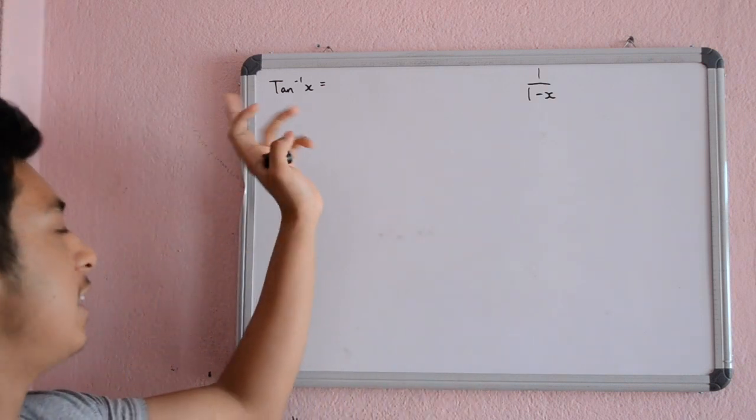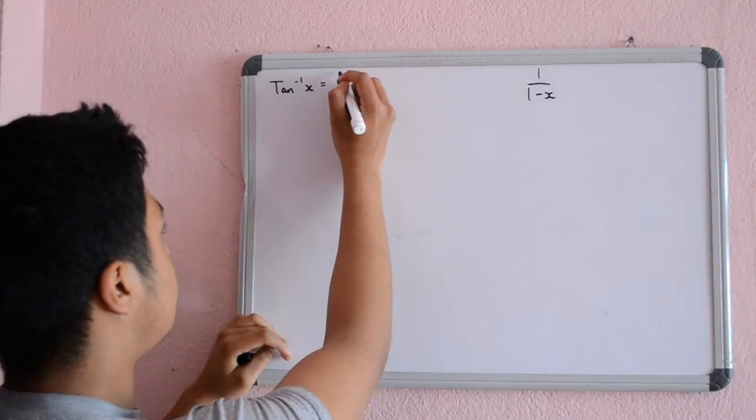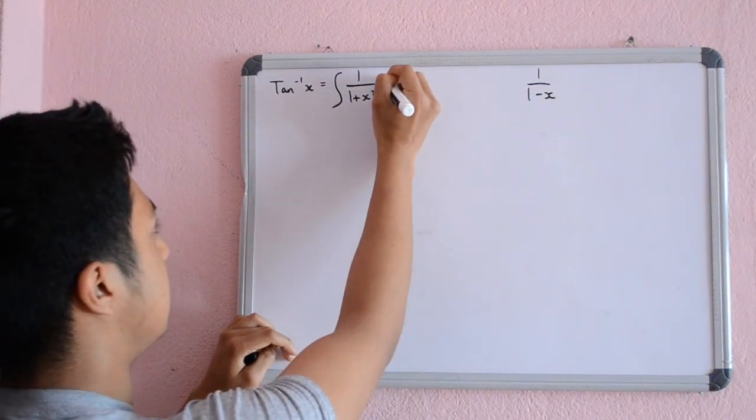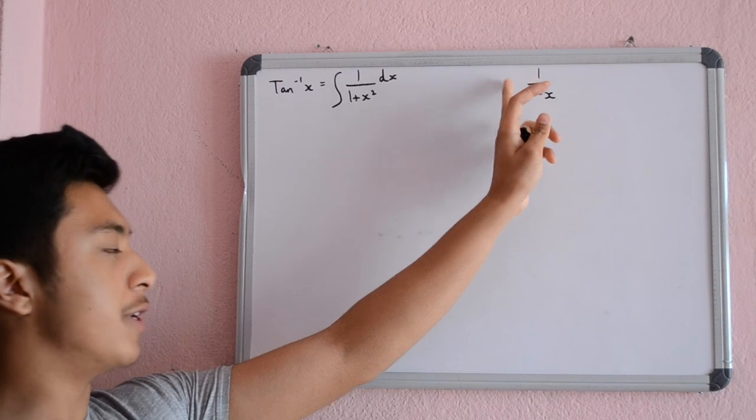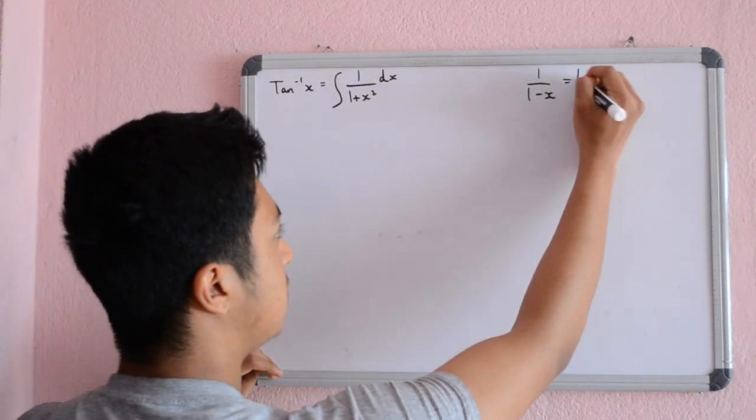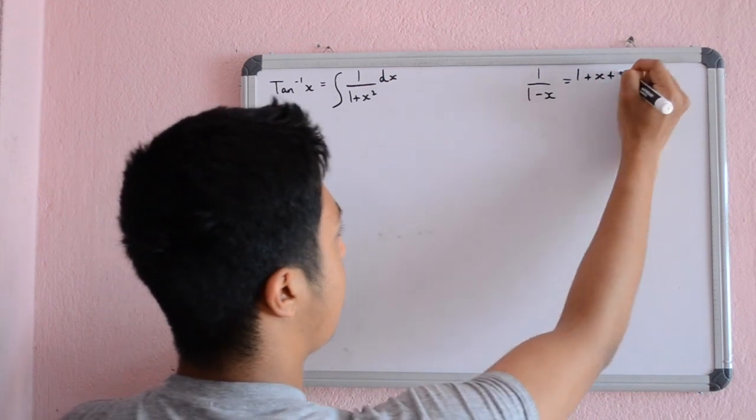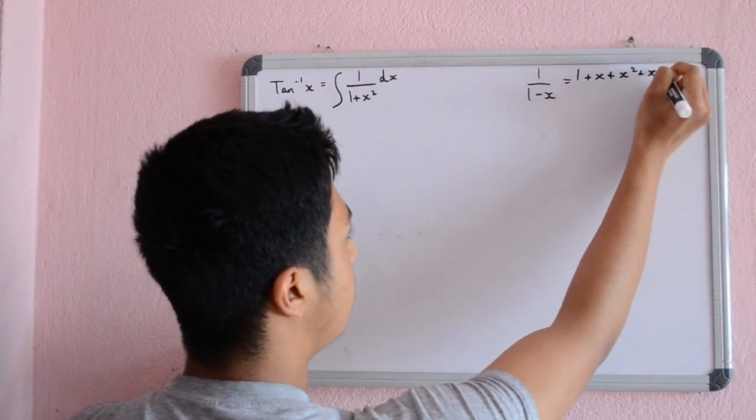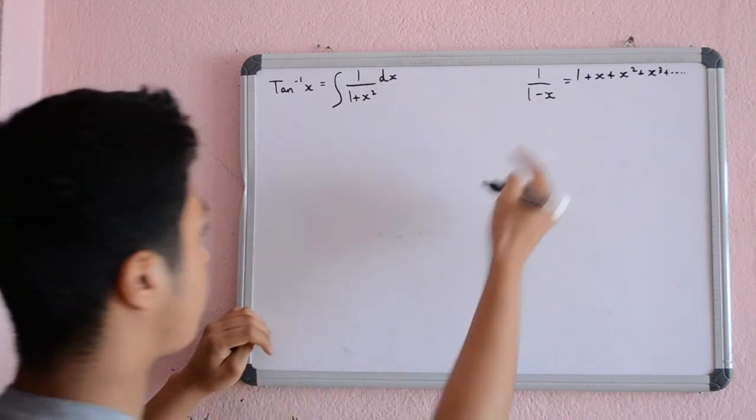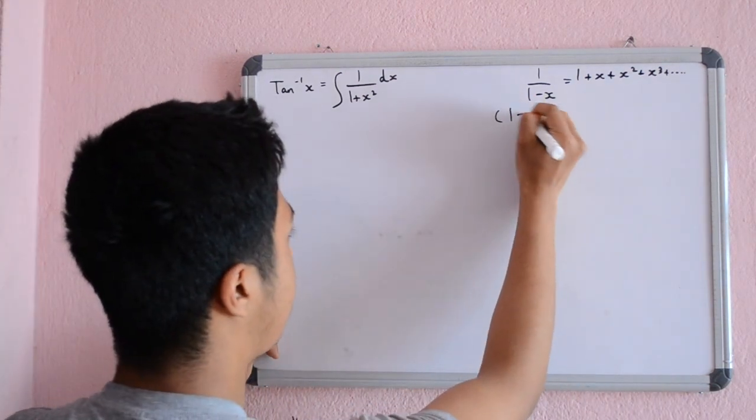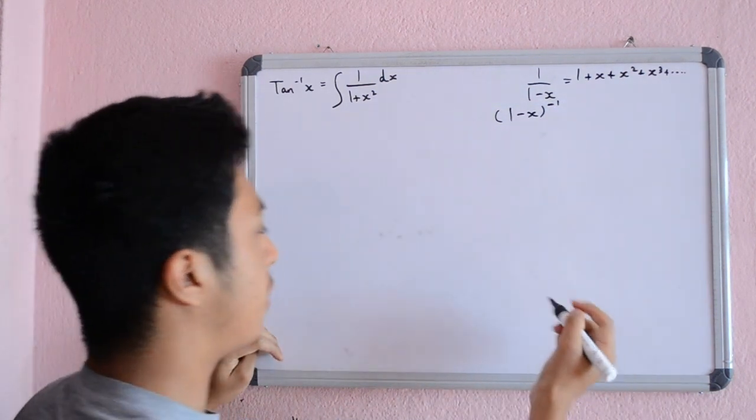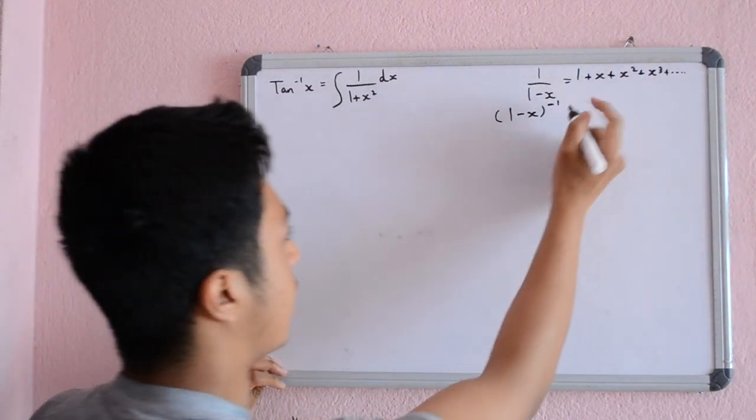So here, tangent inverse x. You can represent this as the integration of 1 by 1 plus x squared dx. Now using the binomial theorem, you get that its expansion is 1 plus x squared plus x cubed and so on. Let me just show you how. You can rewrite it as 1 minus x to the power minus 1, and here you can use the binomial theorem to expand this.